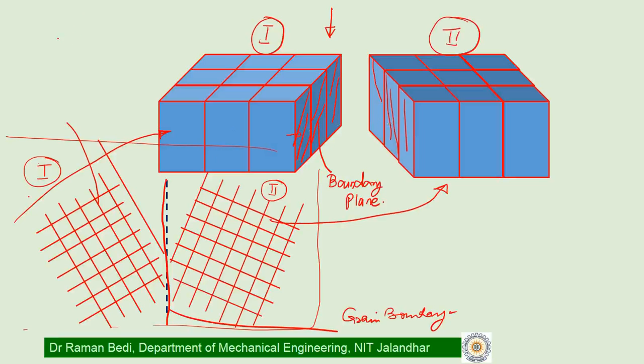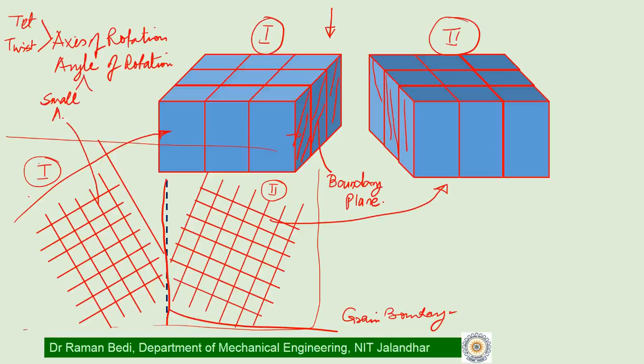So that is why you have two terms now, the axis of rotation and the angle of rotation. And we'll classify boundaries based upon these two concepts only, axis of rotation as well as angle of rotation. On the basis of axis of rotation, we will classify them as tilt boundaries and twist boundaries. Whereas on the basis of the magnitude of the angle of rotation, you can call them small angle boundaries and large angle boundaries.